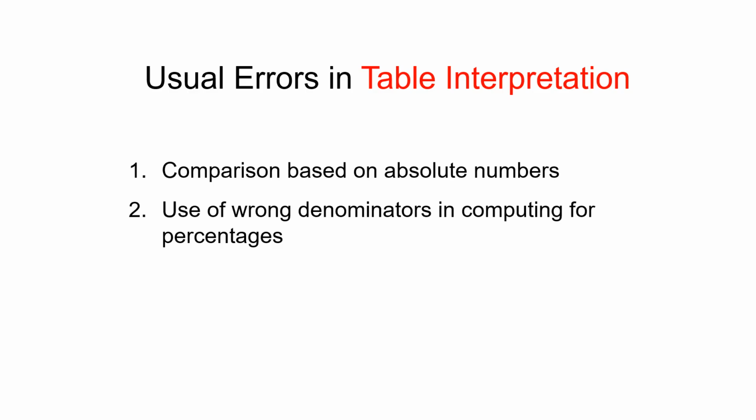There are basic rules for writing numbers, and this will be dealt with in a separate lecture on technical writing. With regards to interpretation of results in tables, there are two common errors. One, comparison based on absolute numbers, and two, the use of wrong denominators in computing for percentages.